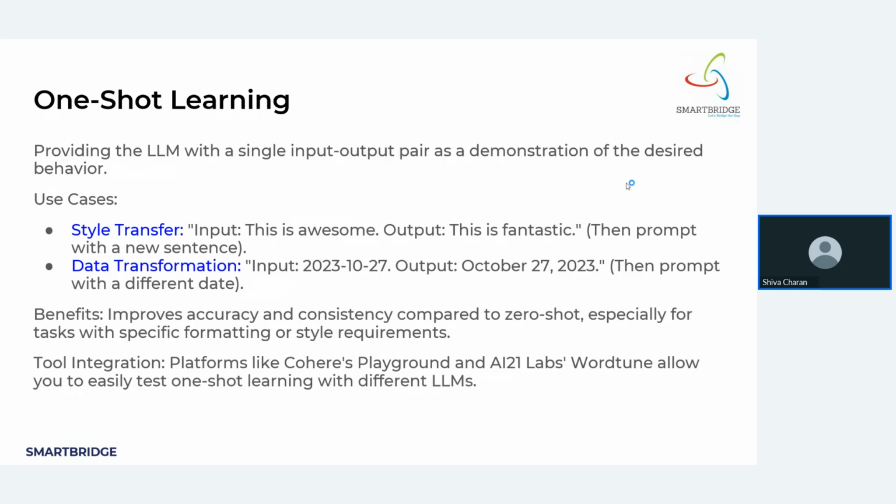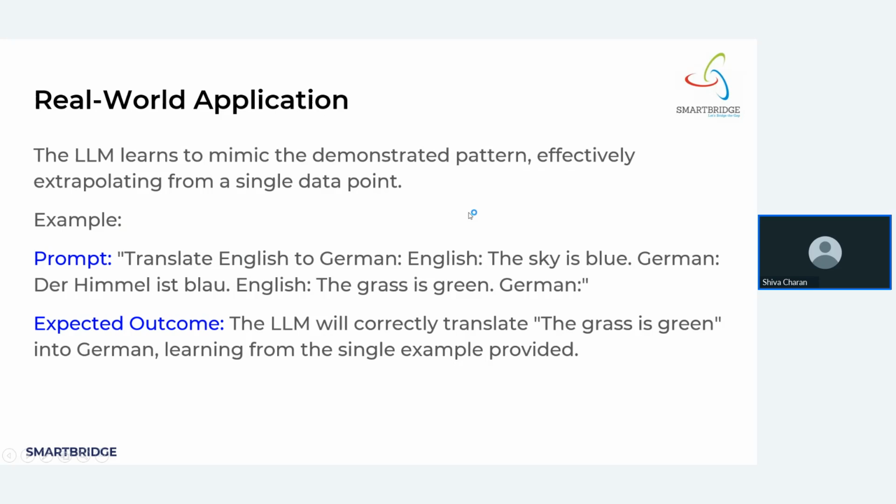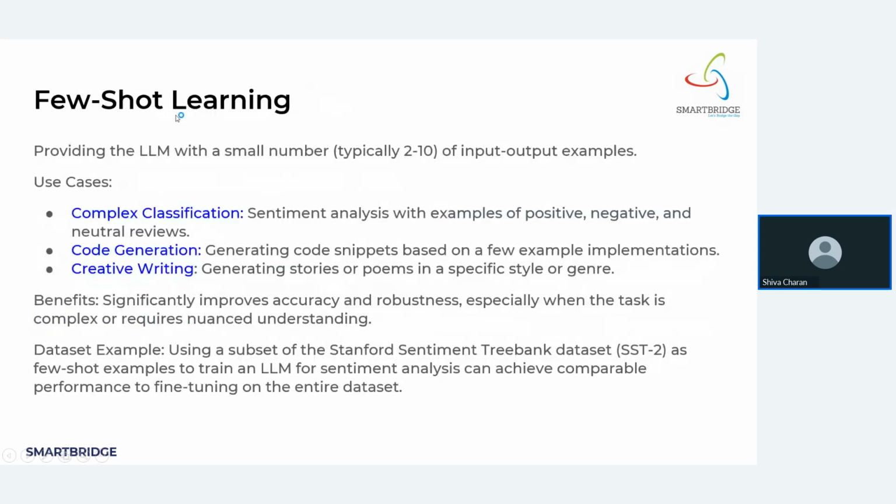Okay. Similarly, like one shot, we also have two shot and few shot. Two shot means two examples, expect a similar output. Few shot means we'll provide a few examples, typically 2 to 10 examples, and we'll expect the output in a similar format. Okay.